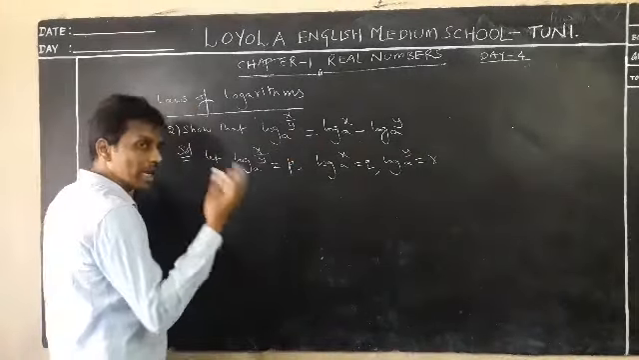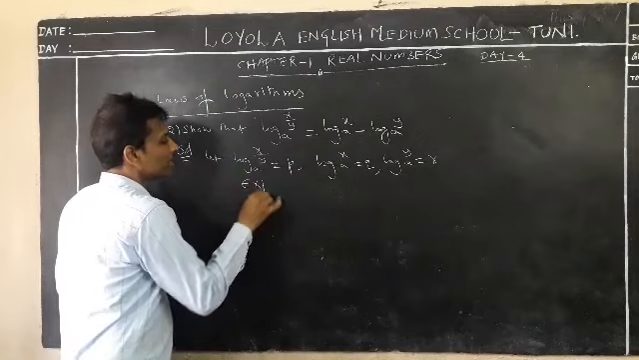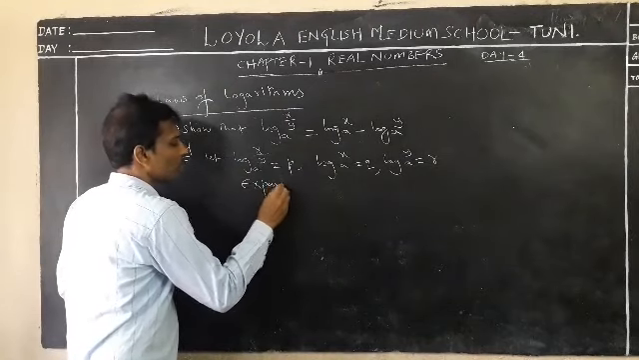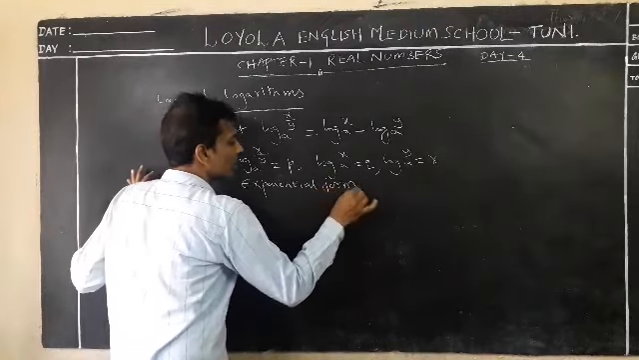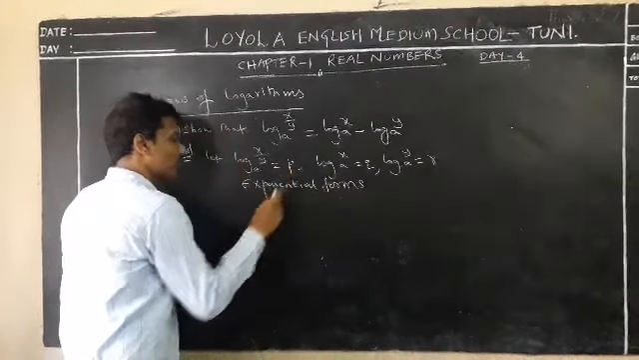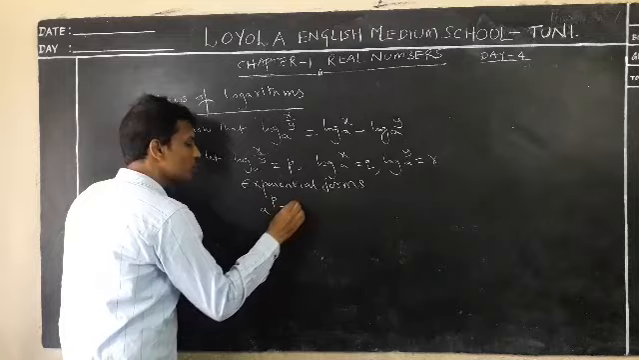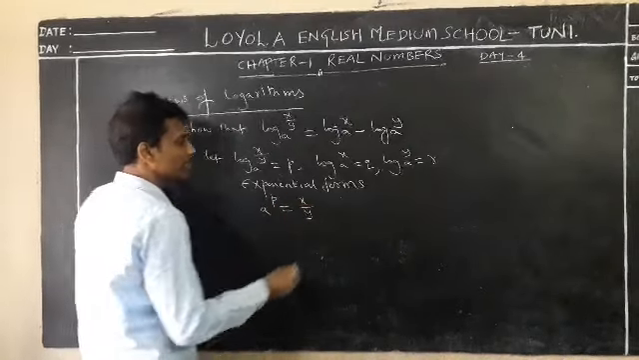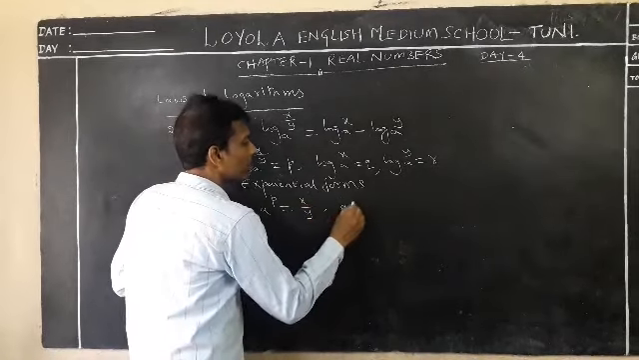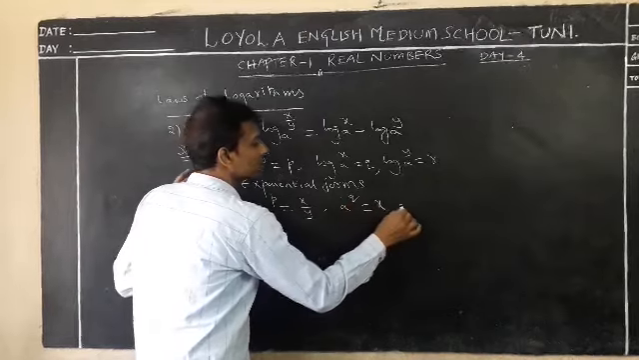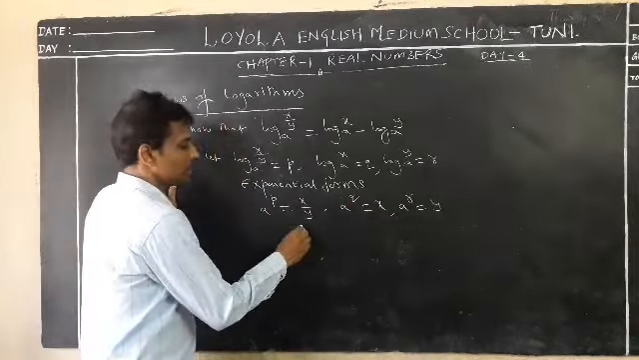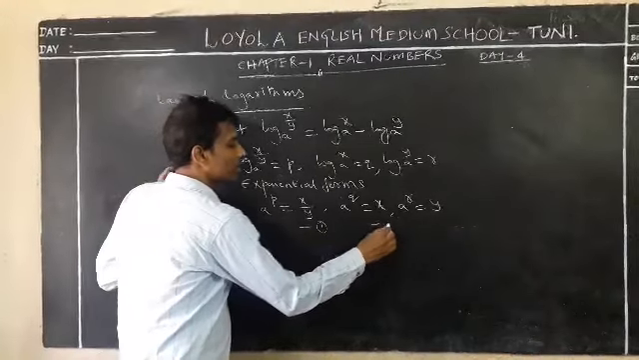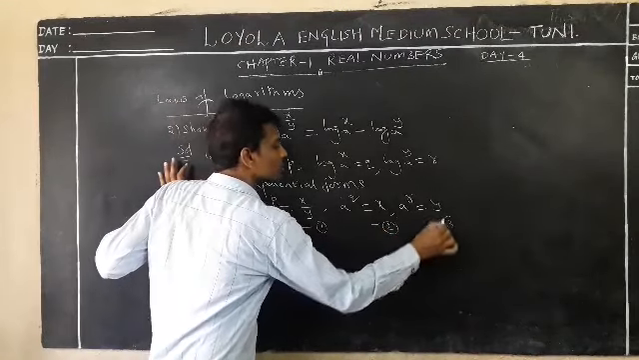After writing this like above, I am writing exponential forms. What are the exponential forms? A power p is equal to x by y. A power q is equal to x. A power r is equal to y. Can we say this is first one, this is second one, and this is third one?